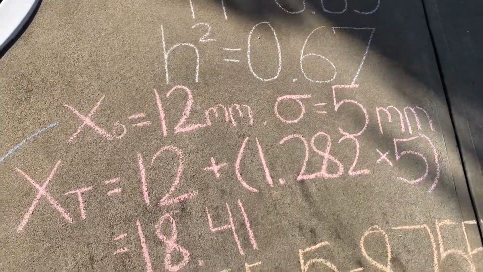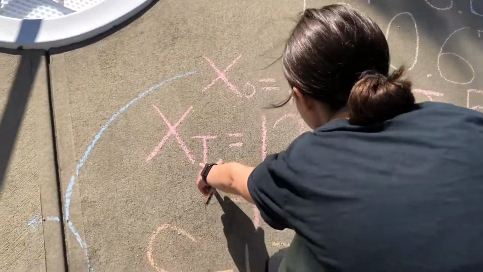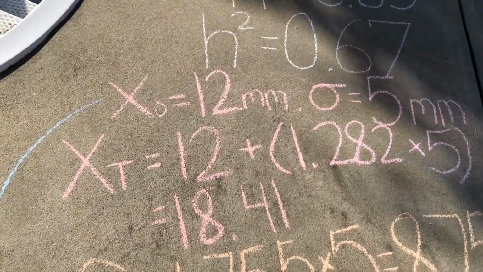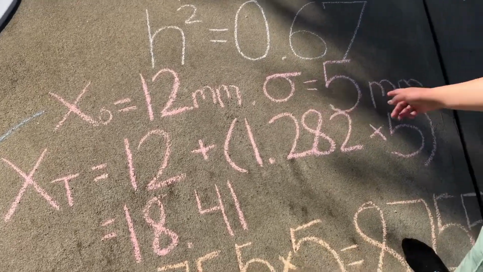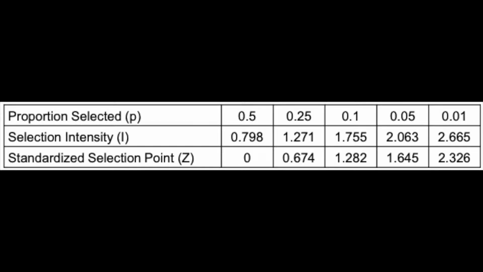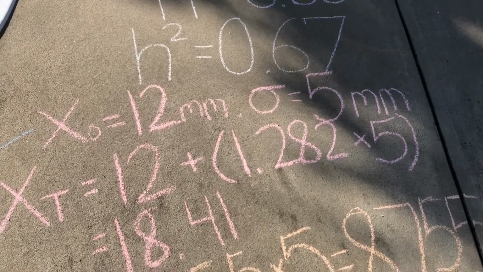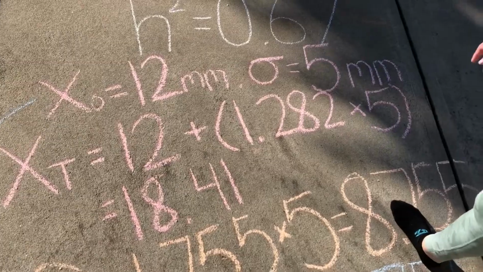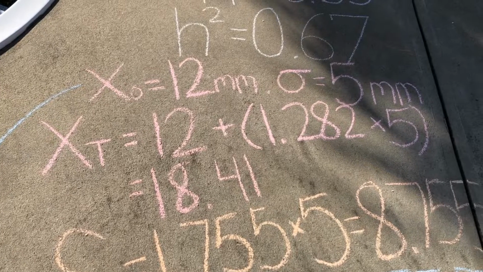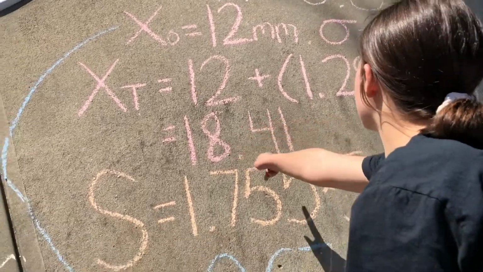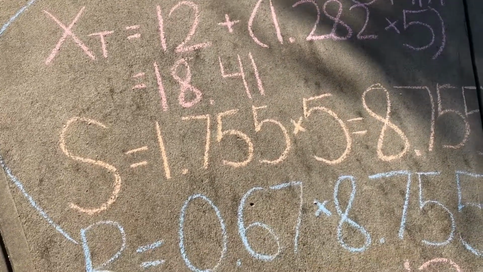In order to select for the top 10%, we need to find the truncation point, represented by x sub t. This is found by using the mean of our original population, x naught, and the standard deviation, sigma, and a value from this table called the standardized selection point, aka z. The truncation point formula is x naught plus z times sigma. We use 1.282 for z in this example because it corresponds to the 0.1 column on the table, which means we're selecting the top 10%. Our result for truncation point will be 18.41.